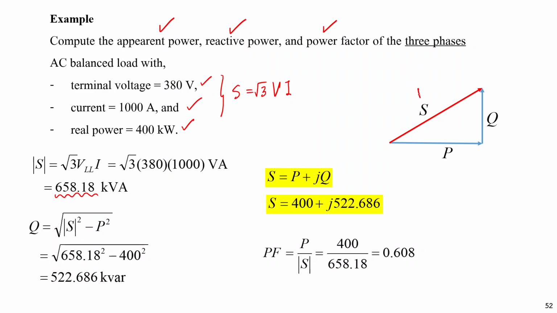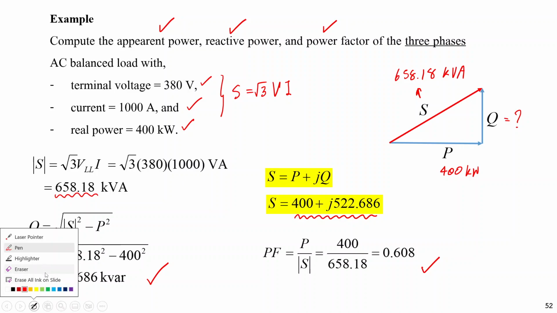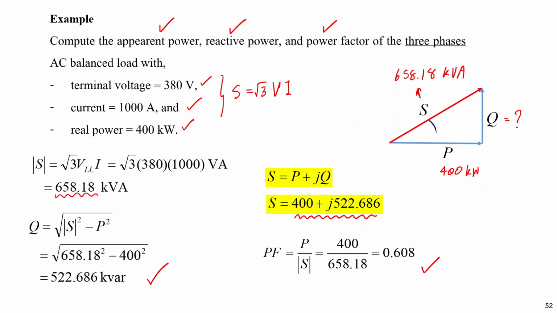And we know that real power is 400. Now we know that S is 658.18, right? And P is 400 kilowatt, kVA. So how much is Q? You can calculate Q with this value. You can calculate power factor, P divided by S. So it means that the apparent power is in this form, right? And its magnitude is 658.18. On the other hand, you can calculate this theta, right?